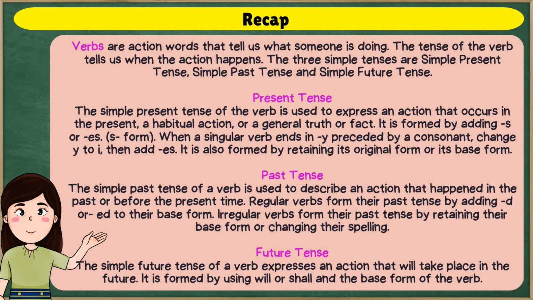Past tense. The simple past tense of a verb is used to describe an action that happened in the past or before the present time. Regular verbs form their past tense by adding d or ed to their base form. Irregular verbs form their past tense by retaining their base form or changing their spelling. Future tense. The simple future tense of a verb expresses an action that will take place in the future. It is formed by using will or shall and the base form of the verb.